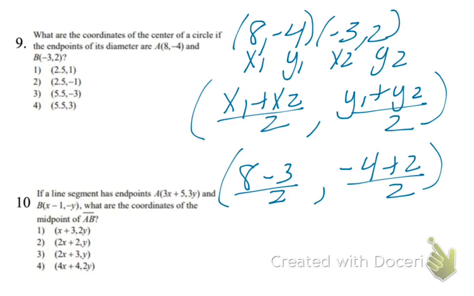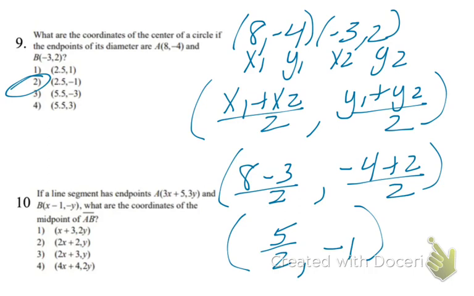Okay, notice I'm keeping parentheses around everything so I don't forget that I'm talking about a point with coordinates. So I'm going to get 5/2. -4 plus 2 is a -2. -2 divided by 2 is -1. So that's equal to 2.5 and a -1, and that's why the answer is choice 2.